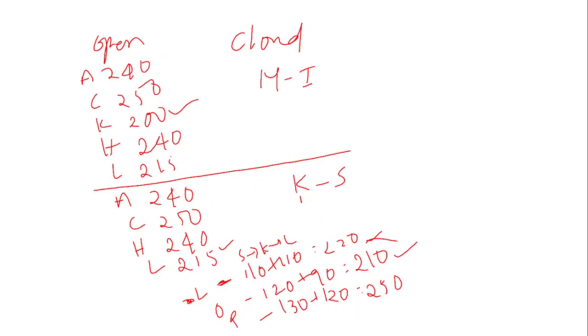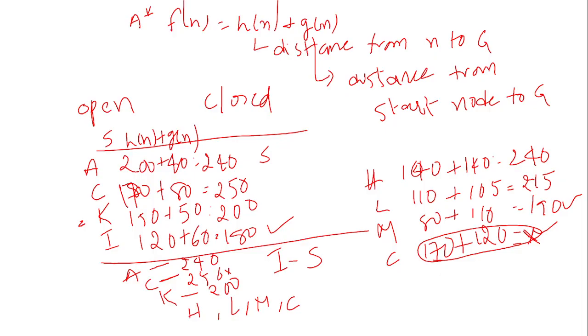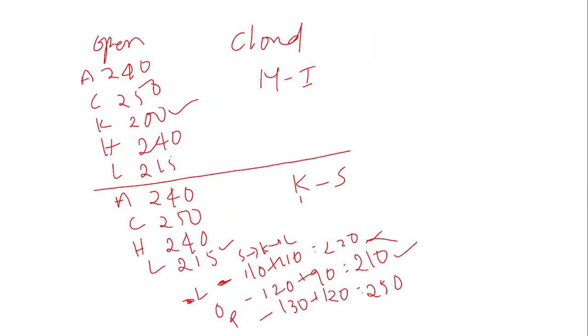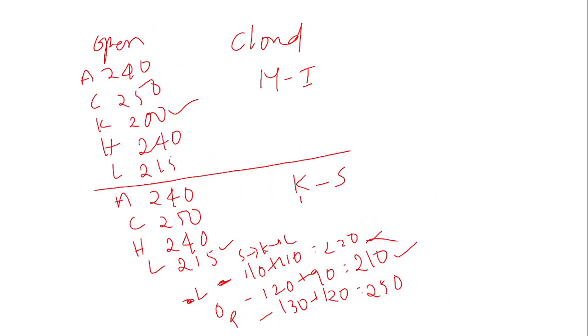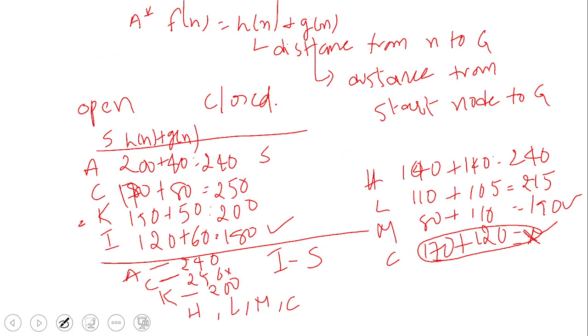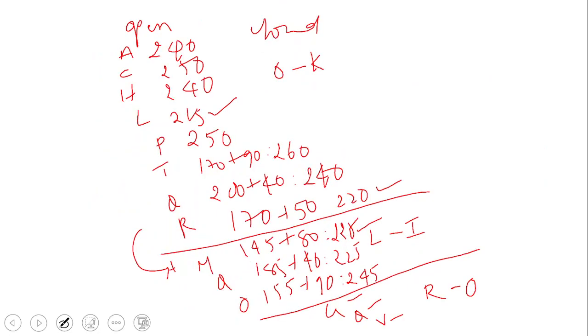But you see, M is already there in the closed list. So I'm not considering M now. I think I moved that M to the closed list. Already M is there in the closed list. Okay, M already moved, so we are not considering this M. And the next is the Q.